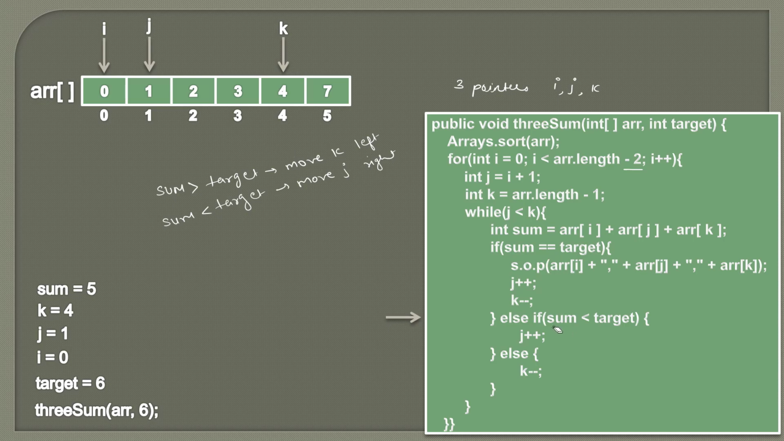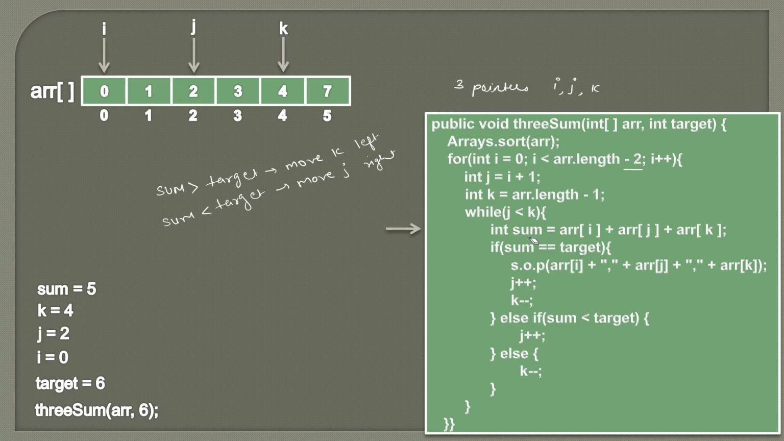So here, when we need to reduce the sum, we move k to this direction. When we need to increase the sum so that it matches the target, we move j to this direction. Currently sum is less than target. We need to increase the sum, so we do j++. j becomes 2, so j comes here. j is less than k.